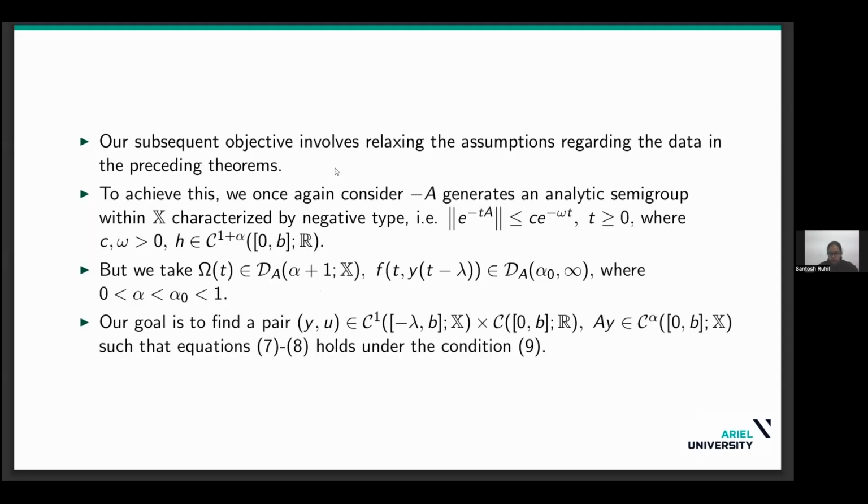So now our next objective is to relax the assumptions. Like in the first case, we have taken more regularity of the functions that we have considered in our problem. So here we want to relax the regularity, and then we will see what will happen. So here we have taken that minus A generates the analytic semigroup of the negative type, but we take this sigma T in the interpolation space, and this f in this interpolation space, where this alpha naught is a new parameter which lies between alpha and 1, and our goal is to find again this pair y and u with Ay in C alpha, such that our system holds under this compatibility condition.